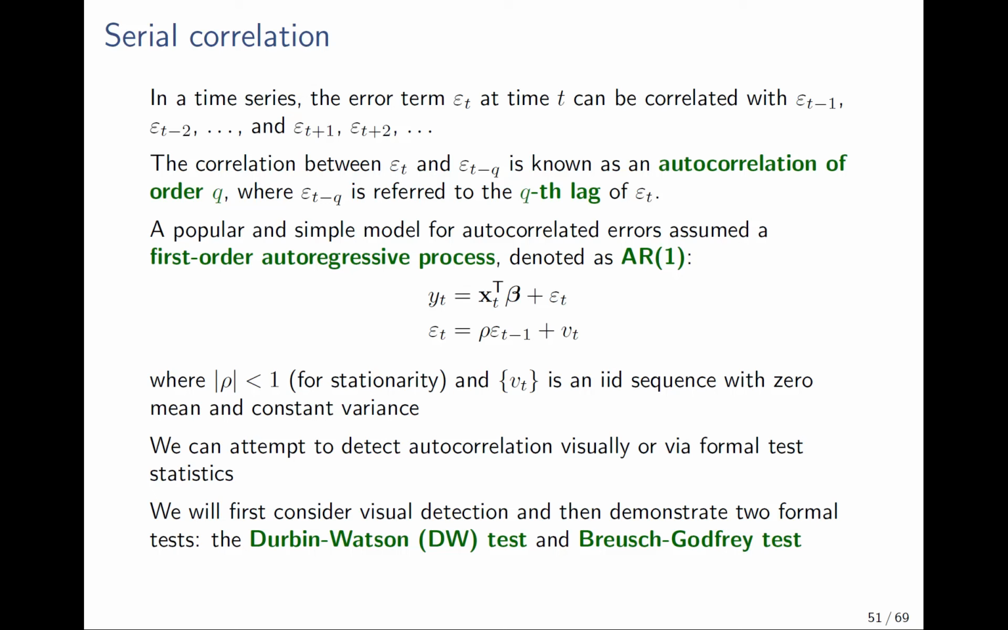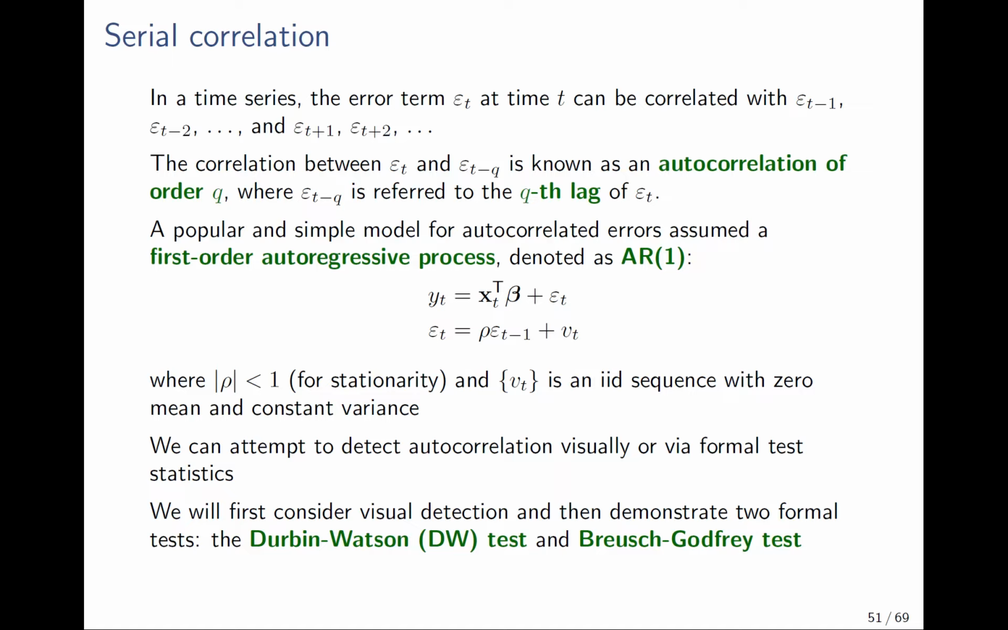So the error at time t depends on its own immediately preceding value, plus a fresh disturbance Vt, which is an IID sequence with zero mean and constant variance. The coefficient rho is determining the strength of the correlation between the errors over time, and we require the absolute value of rho to be less than 1 for stationarity, a technical condition that we won't go into, ensuring that the correlation structure doesn't change over time.